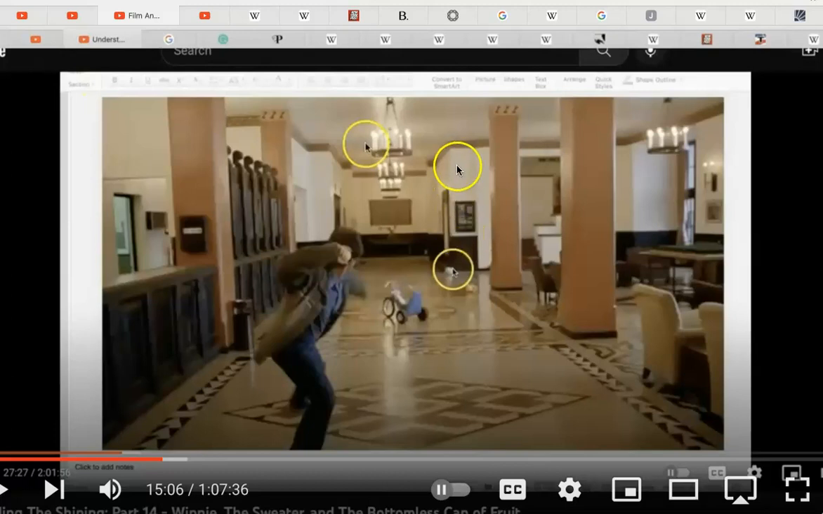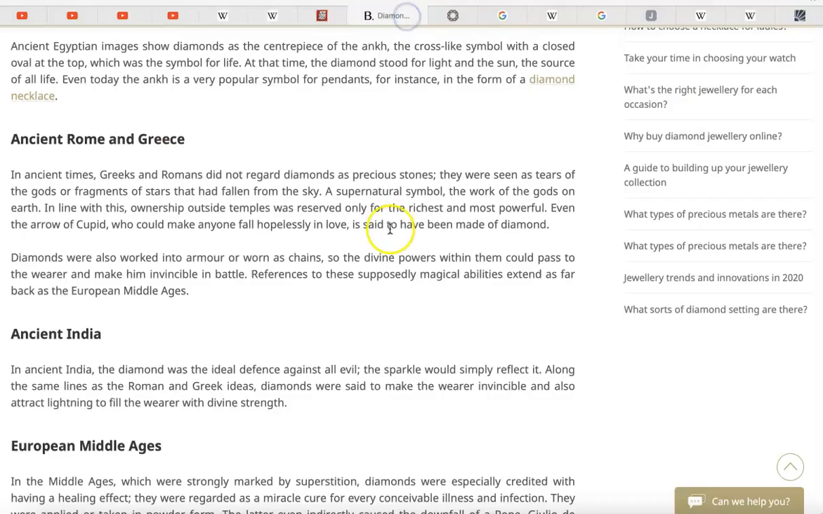But then the upper part of the wall is white, and then there's this trim at the top with these little, you can see it better here because it's closer. These little white spots, are those the stars that this article is talking about? They were seen as tears of the gods, or fragments of stars that had fallen from the sky. I don't know, you guys. A supernatural symbol, the work of the gods on earth. I don't know why they didn't put the word of there, but whatever.